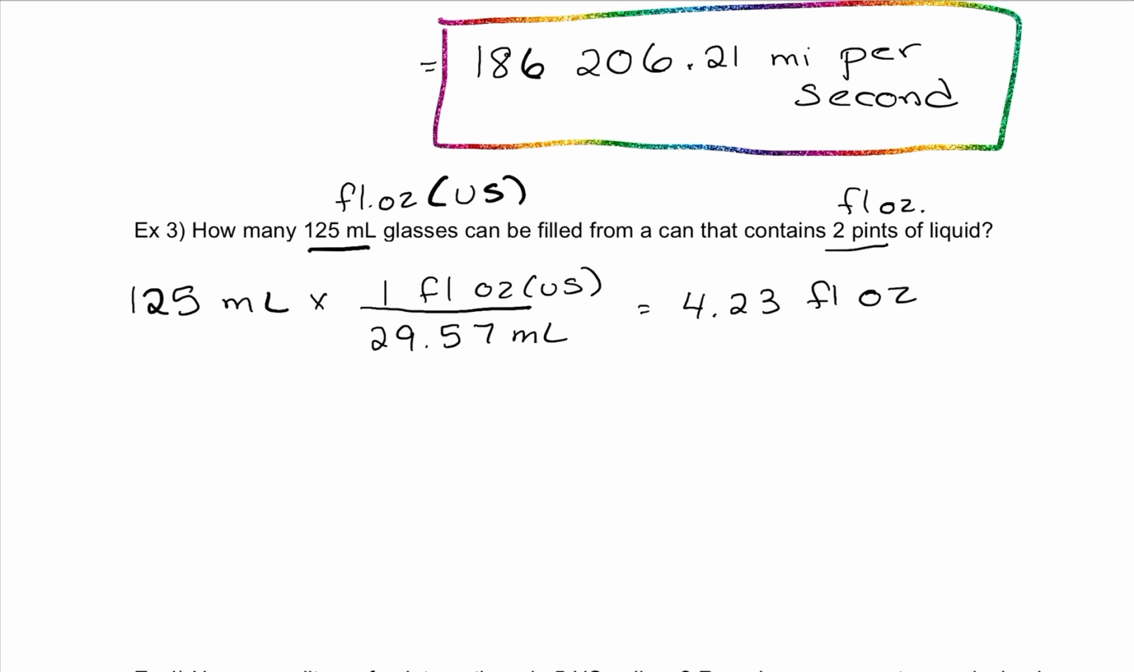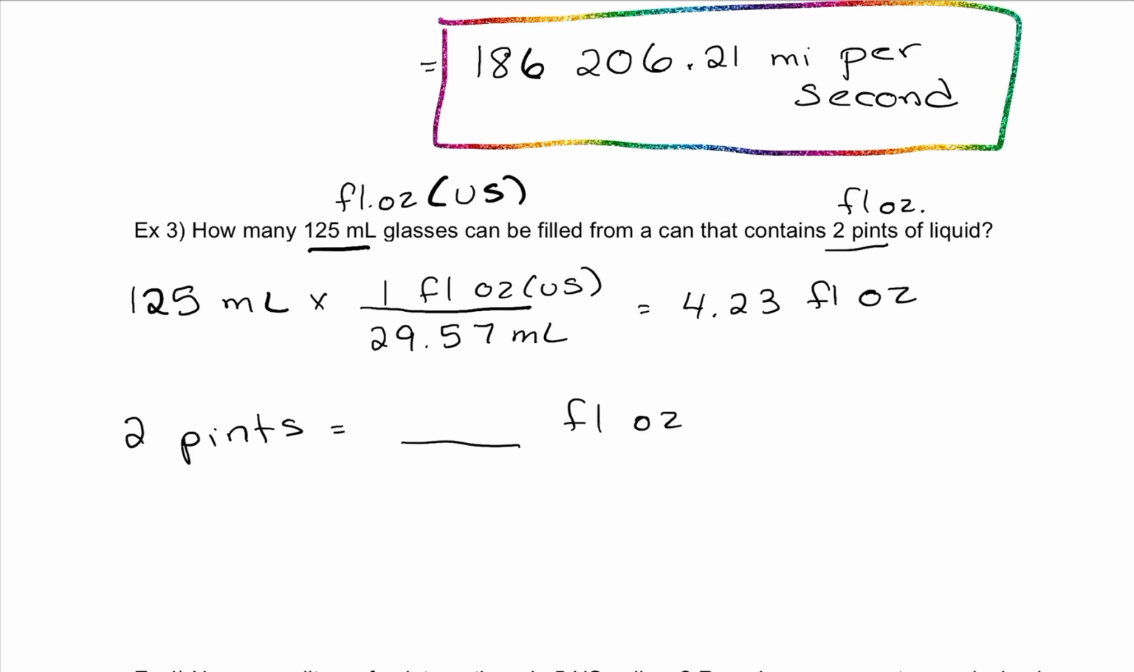So I have two choices at this point. I can now take the 4.23 fluid ounces and continue to convert that to pints. Or I can take the 2 pints and convert that to fluid ounces. So you don't need to directly go from one to the other if you're comparing something. You can just take the 2 measurements that you have and convert them into the same measurement. So let's take the 2 pints and convert that to fluid ounces.